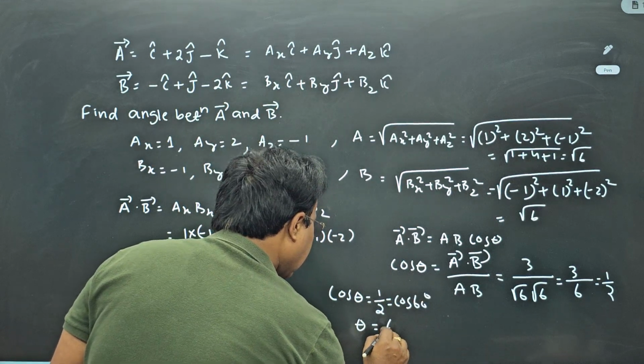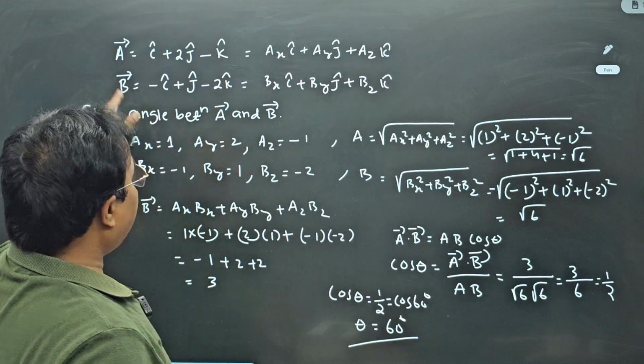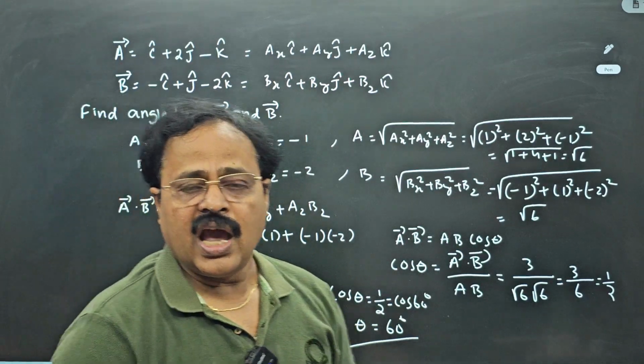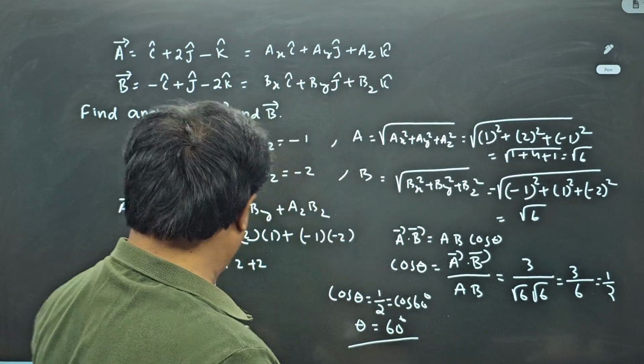What is the angle theta? Angle theta becomes 60 degree. So in this case, the angle between a vector and b vector is 60 degree. I believe, my dear students, you have understood what I explained right now.